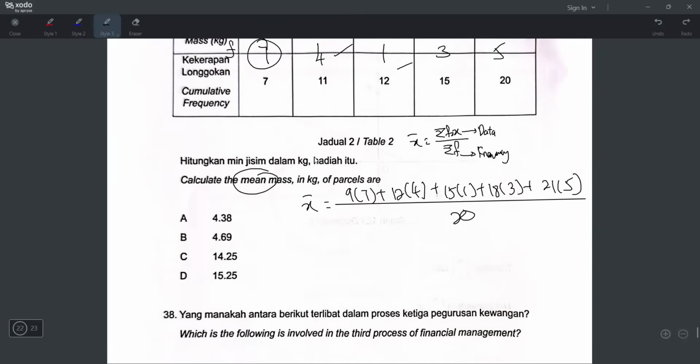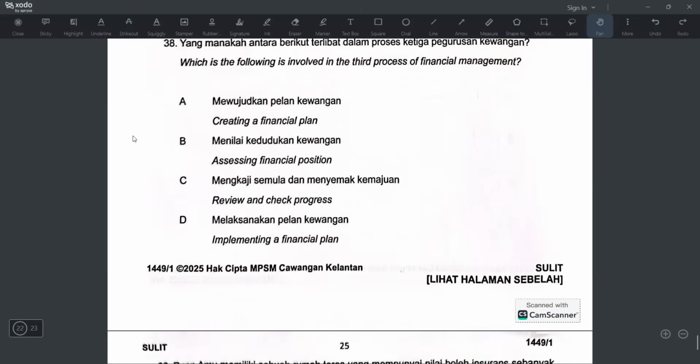Now it's time to press the calculator. So the total on top will be 285 if you press correctly. And then when you divide, you will get 14.25. So the answer, you see it already, it's C. Let me double check with my calculator. Yes, correct. Okay, let's continue.